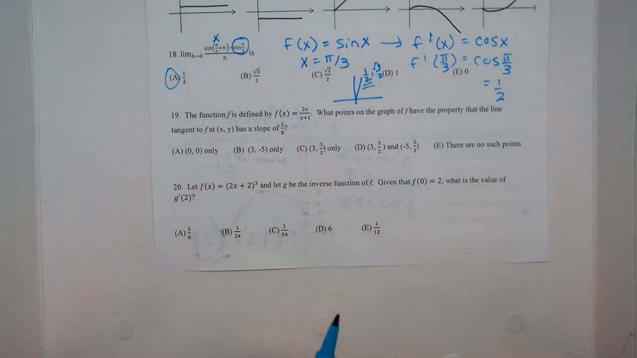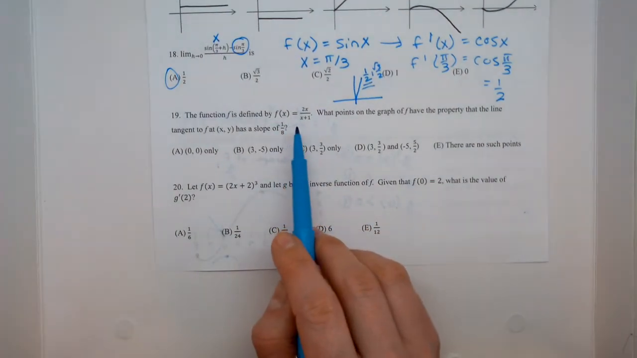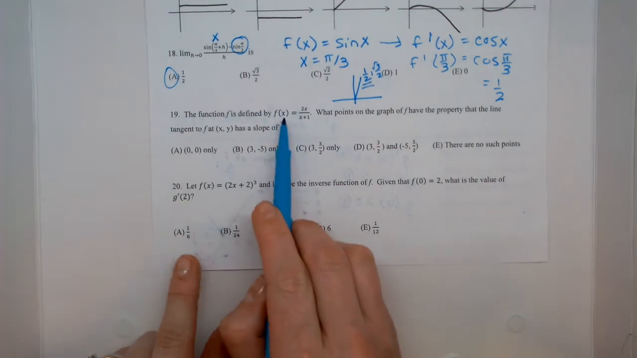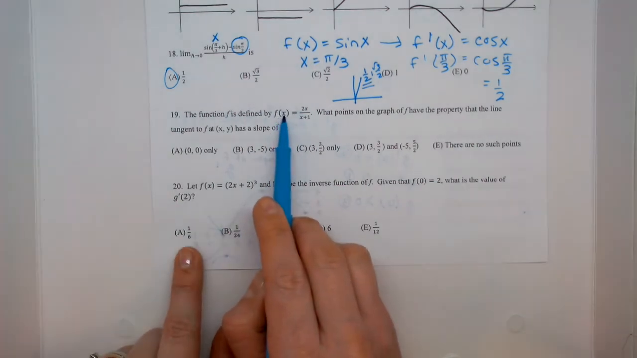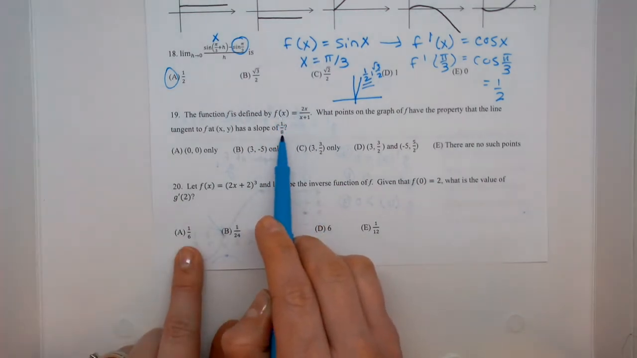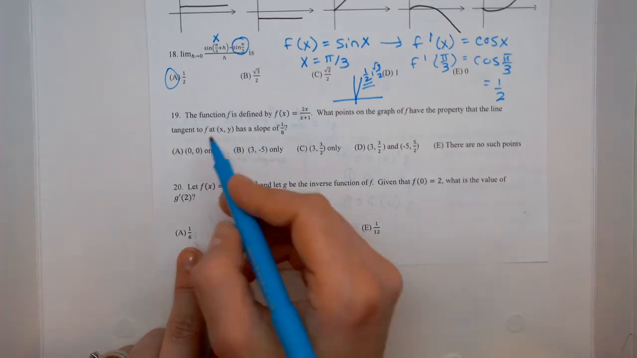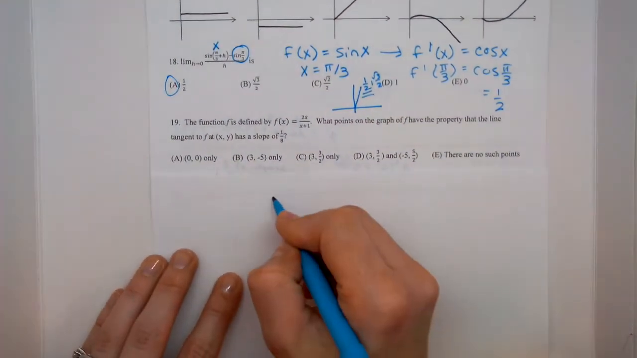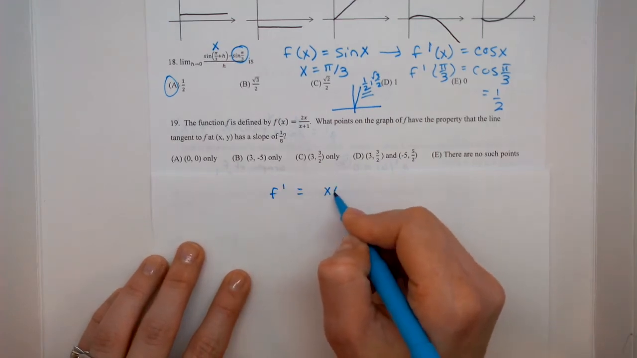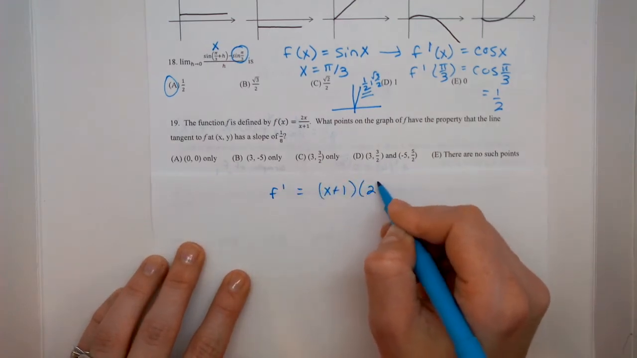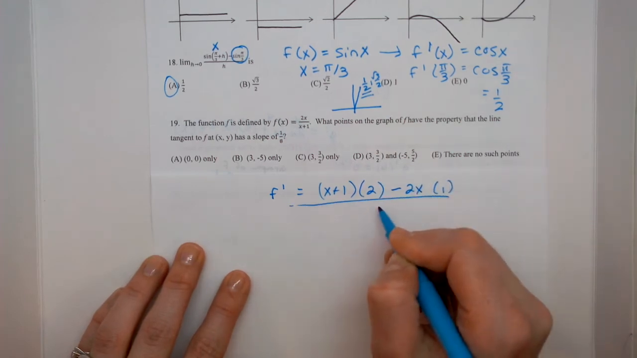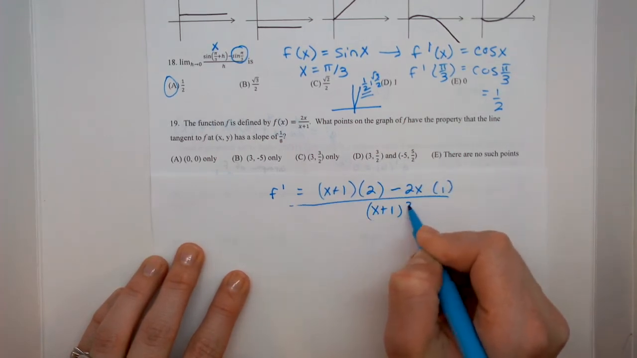Okay, on 19, we're given f of x. It says what points on the graph of f have the property that the line tangent to the graph has a slope of 1/8. So differentiate f, and that gives you the slope of f. Set it equal to 1/8 and solve for x. Okay, so in this case we need the quotient rule. So f prime is equal to the bottom times the derivative of the top minus the top times the derivative of the bottom over the bottom squared.